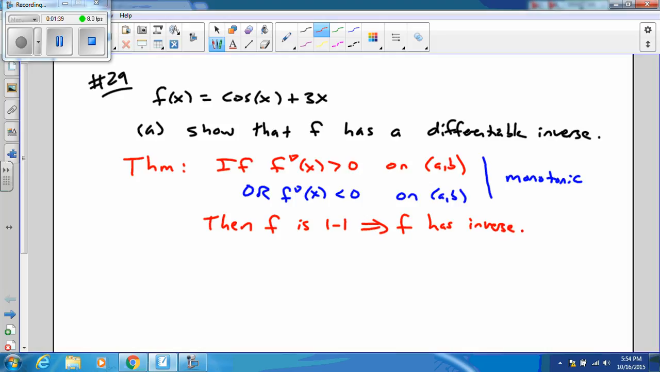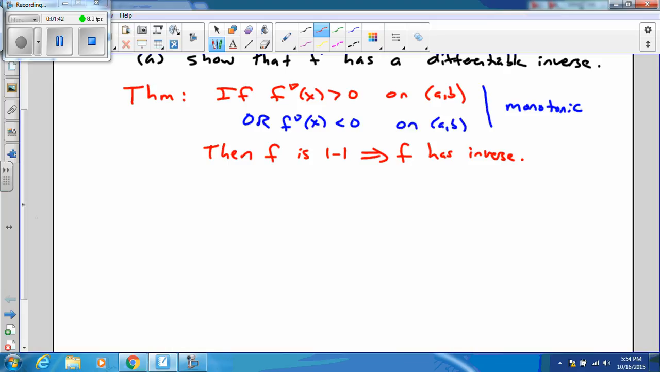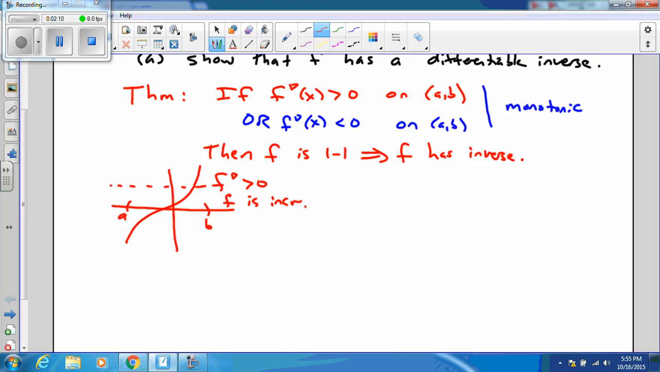Now, I'm just going to use a graph to make this plausible to you, and we're going to prove this result at a later time. Take a look at this graph here, and you know about derivatives that if f prime is greater than 0 on the open interval a to b, then that means that f is increasing. And because f is increasing, it's going to automatically pass our horizontal line test. That is, if x1 and x2 are distinct numbers, then they will produce distinct y values.